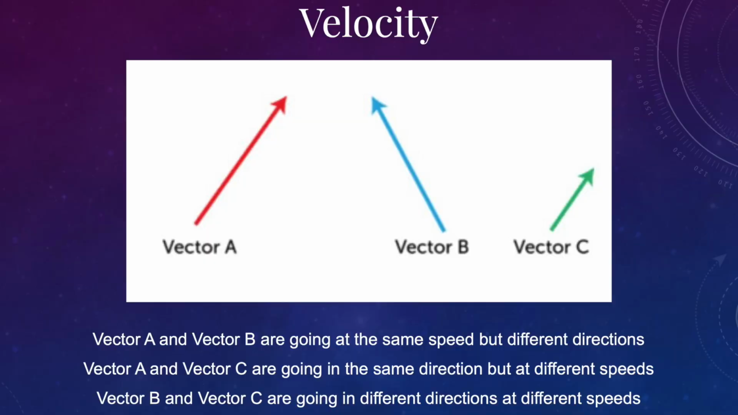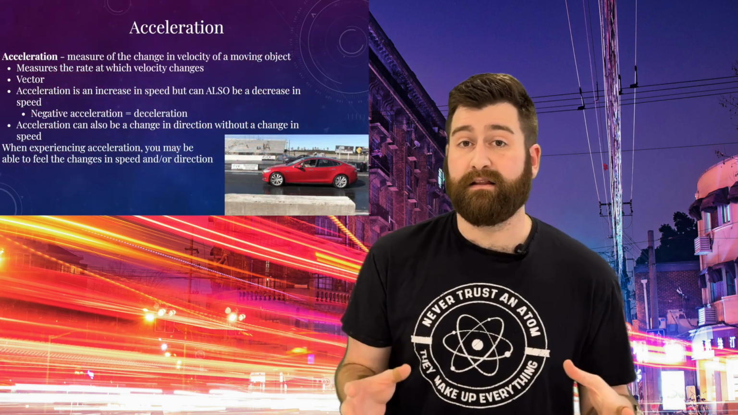Let's look at this image example together. Vector A and vector B are traveling at the same speed but in different directions, so do they have the same velocity? No. Vector A and vector C are going in the same direction, but at different speeds. So do they have the same velocity? Also no. Vector B and vector C are going in different directions at different speeds. So do they have the same velocity? Once again, no. Remember, to have the same velocity, they have to be going the same speed and in the same direction. Now, the last thing that we're going to look at today is acceleration.